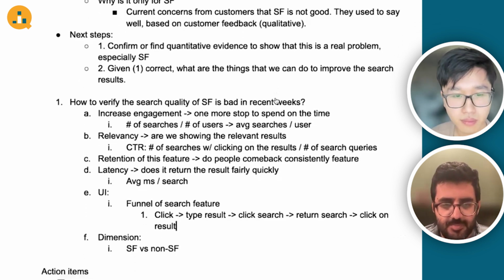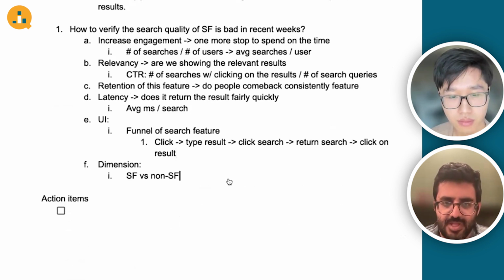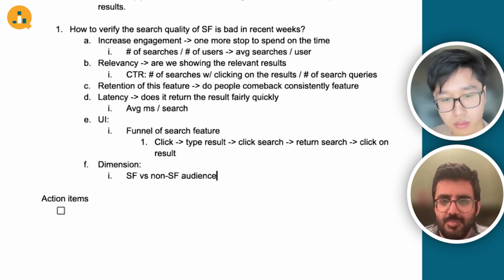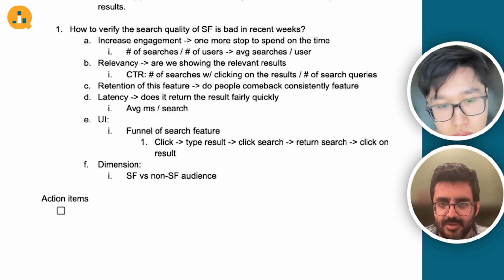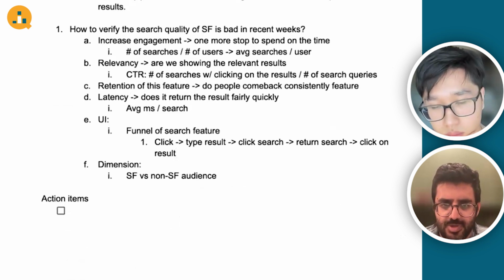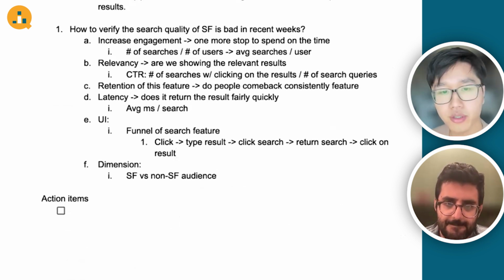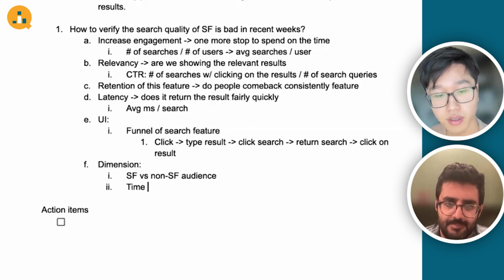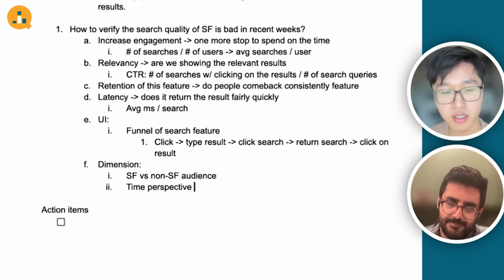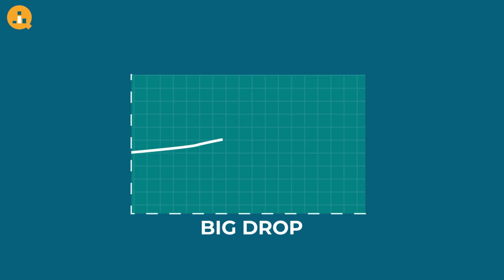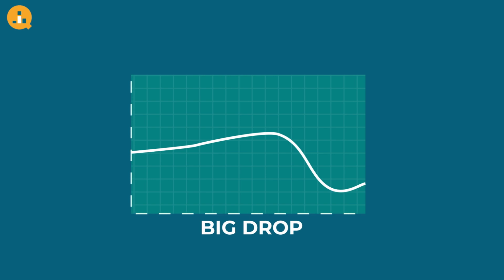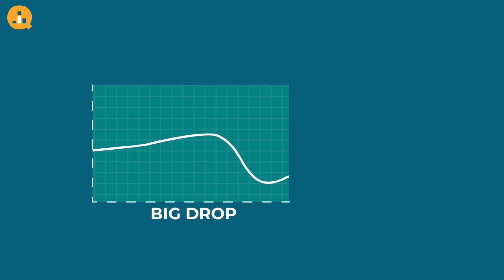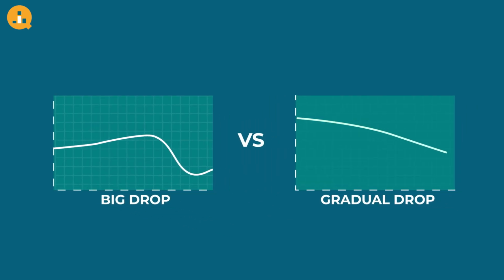Yeah, that makes sense. You mentioned the dimensions as SF versus non-SF, and in your question, you mentioned looking at the recent weeks. So is time also another dimension you're looking at? Yeah, certainly. You mentioned that it has gone down recently. I think we certainly want a time perspective to see whether this is a very big drop, to make sure this is not something that happened overnight. Is it gradual, is it sudden? Putting a time perspective on these metrics is also very important.